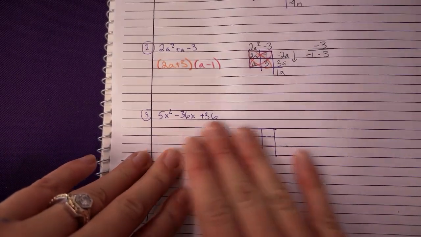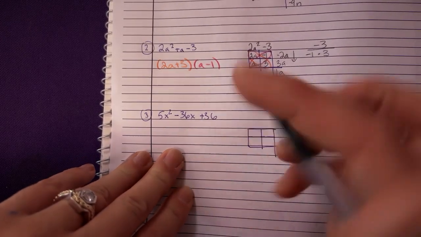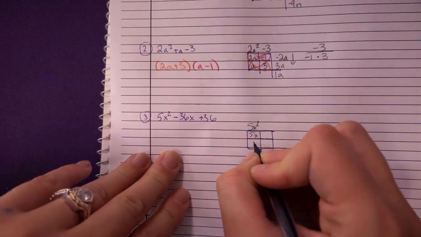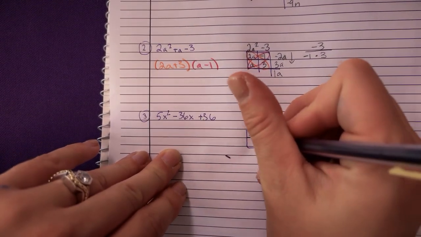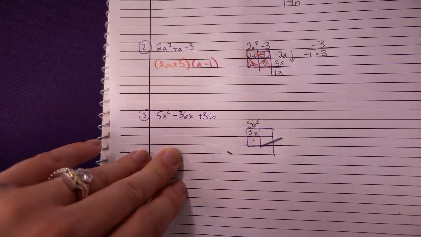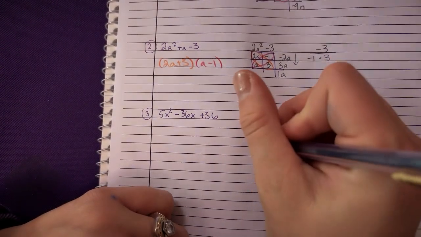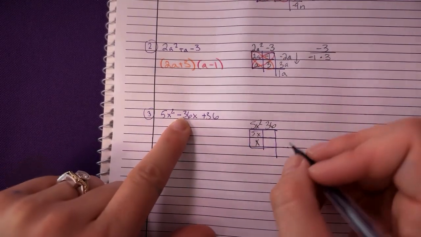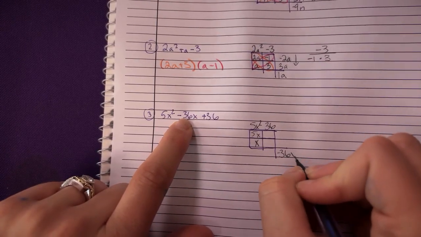All right, next number. Why don't you pause to see if you can do this one by yourself before I start getting on it. 5x squared, split it up, we got 5x and x. Hold on, the pencil isn't penciling right now, there we go. And then we got a positive 36 on this side, negative 36 here, don't forget your x.